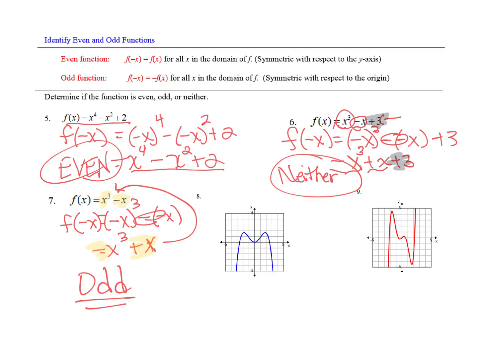Graphically, we can just look at them and say, are they symmetric to the y-axis or the origin? In this case, when I draw the line of symmetry there, I can see that this side of the graph is mirrored on this side. So it has to have symmetry with the y-axis for that to happen. So this would be an example of an even function on a graph.